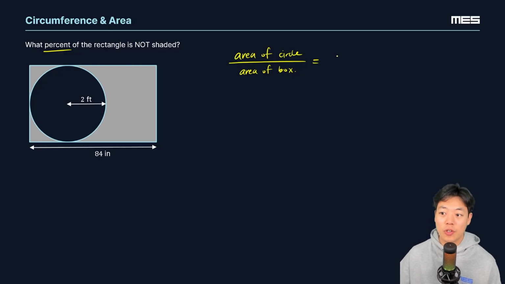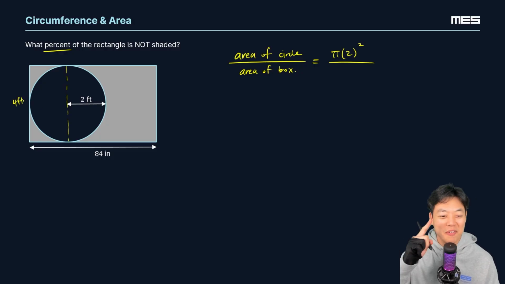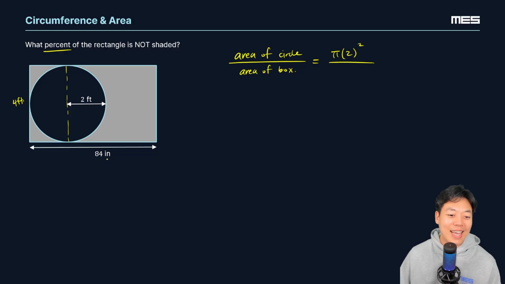So the area of the circle is pi r squared. The area of the box, how do we find that? Well, the radius is 2, meaning the diameter is 4, and that gives us the height of this box. But be careful here. The catch is that 84 is in inches, not in feet. We must work with the same units of measure. So 84 divided by 12 is actually 7.